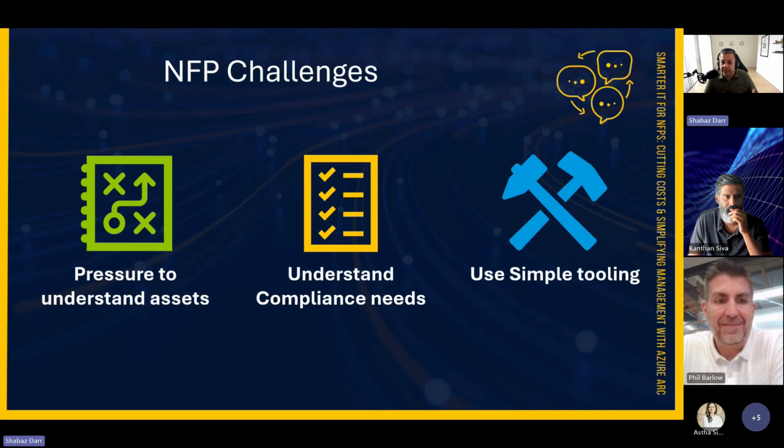Here are some of the challenges that I could kind of think of around NFP. What's your experience, in the time you've been in your role, around those not-for-profit companies and their challenges with this space?